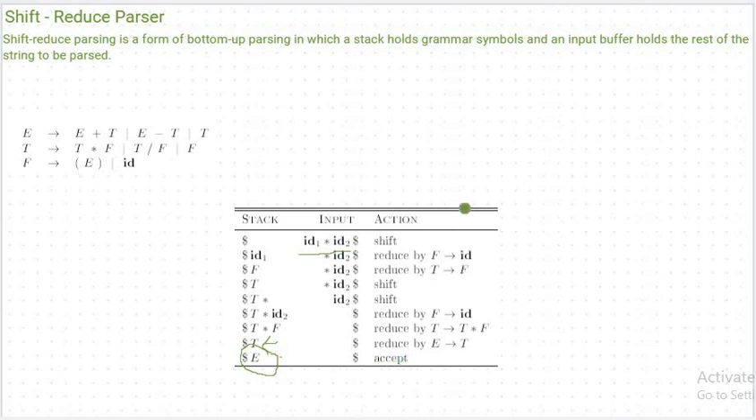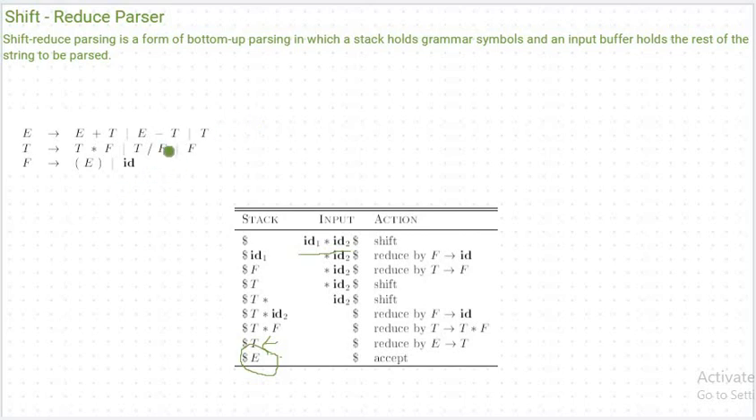Now at the end, you should have the dollar symbol in the input string, and in the stack, you should have only the starting symbol. It means that with the starting symbol, you can reach all the leaf nodes. So it means that the given input string is matching with the pattern given by this grammar.